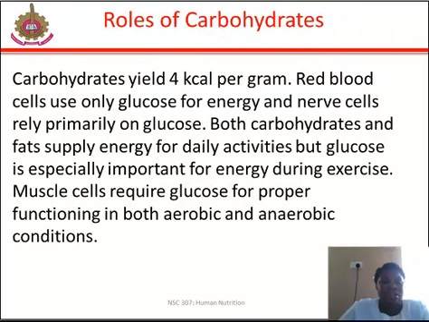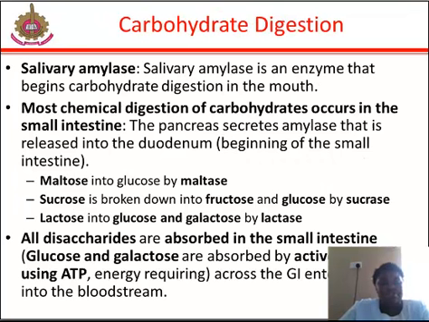Let's look at the roles of carbohydrates. Carbohydrates yield 4 kilocalories per gram, and red blood cells use only glucose for energy, and nerve cells rely primarily on glucose. Both carbohydrates and fats supply energy for daily activities, but glucose is especially important for energy during exercise. Muscle cells require glucose for proper functioning in both aerobic and anaerobic conditions.